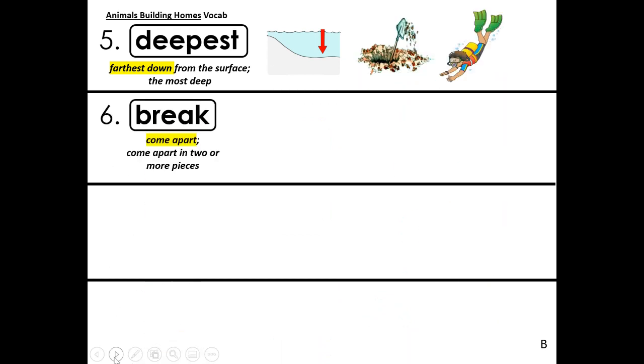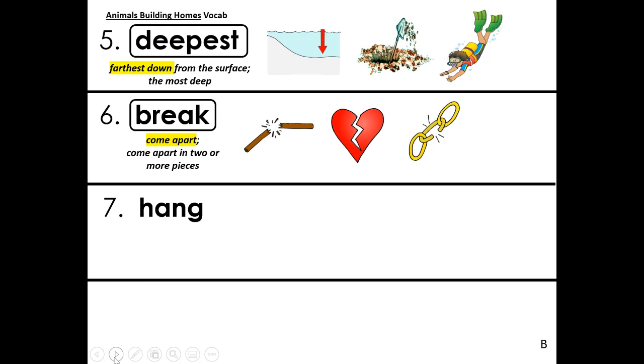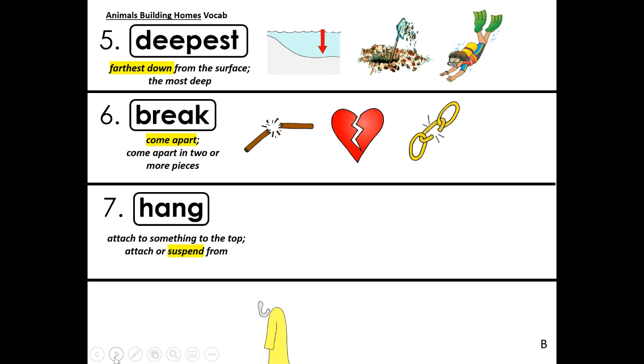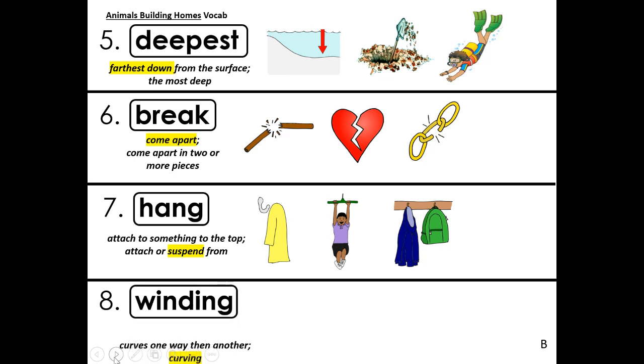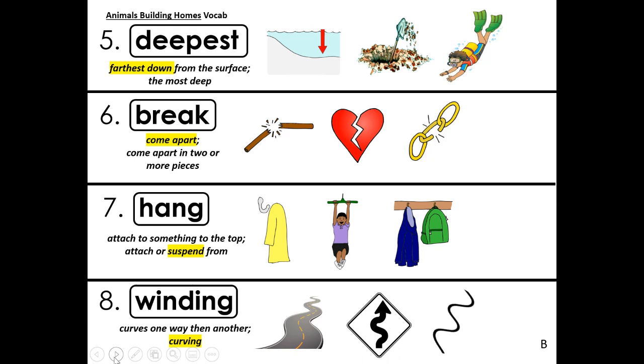6, break. Come apart in 2 or more pieces. Break. 7, hang. Attach to something to the top. Attach or suspend from, and I highlighted suspend. And 8, our final word is winding. Curves one way, then the other, curving. Again, push pause if you need to write your word, your synonym or short definition, and then your quick sketch. And then when you're ready, push play.